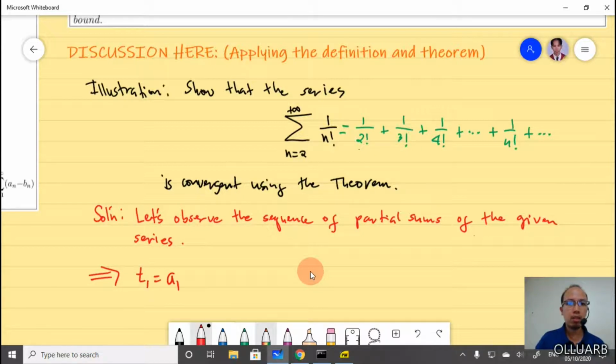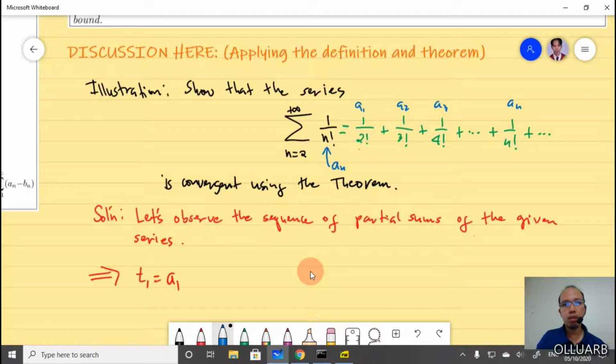But notice in our given, if we write a1 here, this will be confusing. If we write a1, a2, a3, it will be confusing. This is an. Since this is our an, if you put 1 here, the n starts from 2.